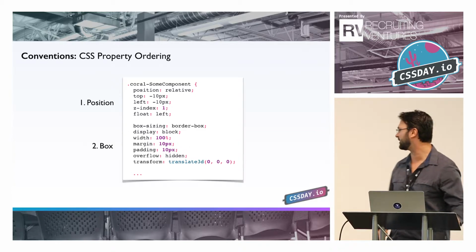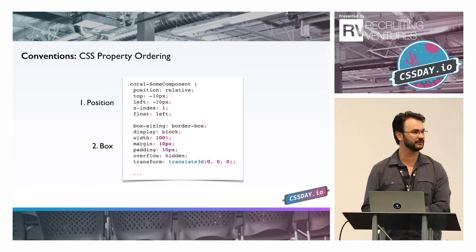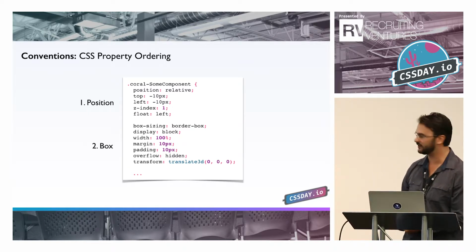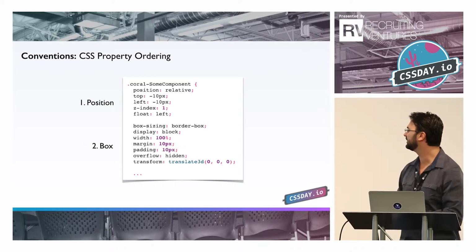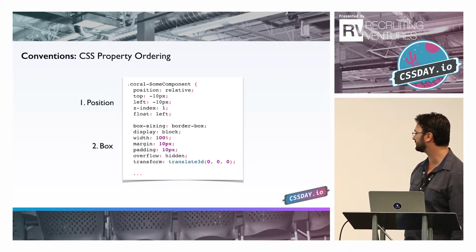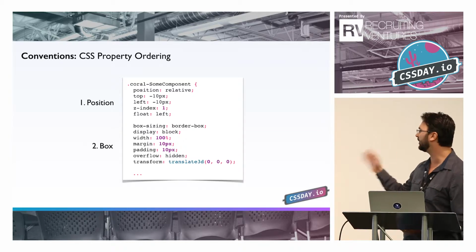Next is everything related to the box. How big is this thing? How is it shaped? How does it behave, etc. We've got all our box sizing, or if you put that globally in your CSS reset, then you're good. We've got display, margin, padding, overflow, transform, things like that are second.